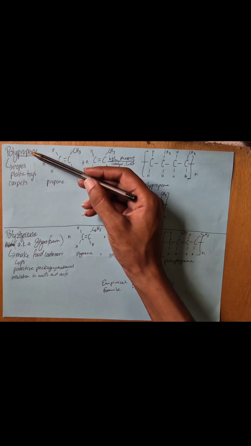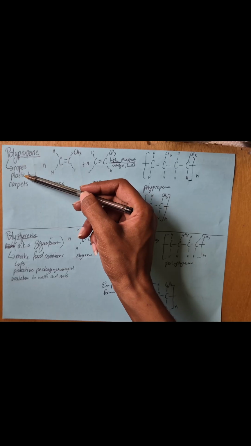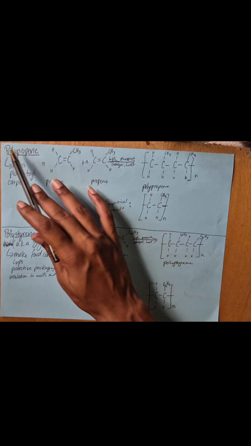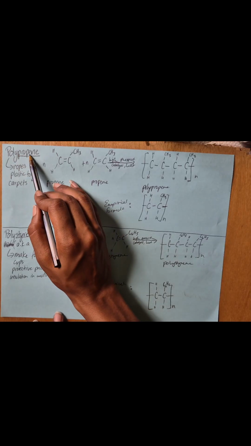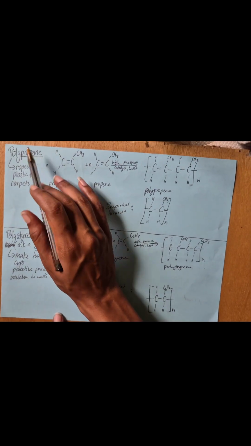We forgot to say what polypropene does. So polypropene is the plastic that we use to make ropes, plastic toys, and carpets. How do I remember polypropene? It kind of sounds like rope is in there. Actually, rope is in there, R-O-P-E. Polypropene makes ropes. And then you have to just remember the toys and the carpets, really and truly.